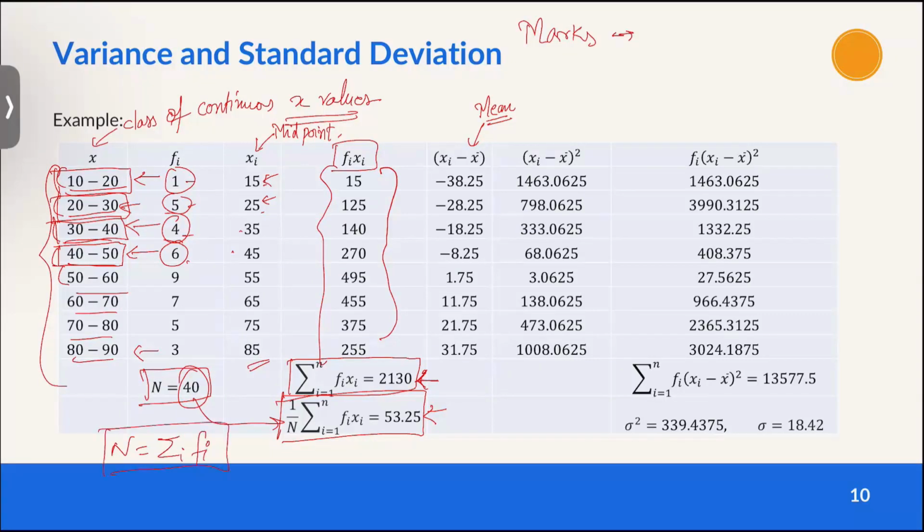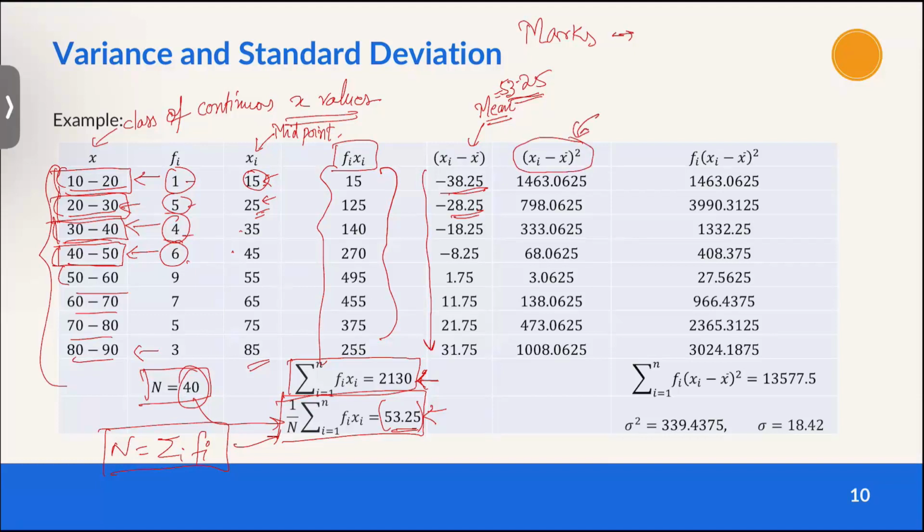Okay. So you'll get 53.25. Now this mean you have calculated, you plug the mean here, which is 53.25. You take xi, so this is the xi 15 minus 53.25, which is minus 38.25. Again 25 minus 53.25, which is minus 28.25 and so on. You calculate the deviations and you take the square of the deviations.